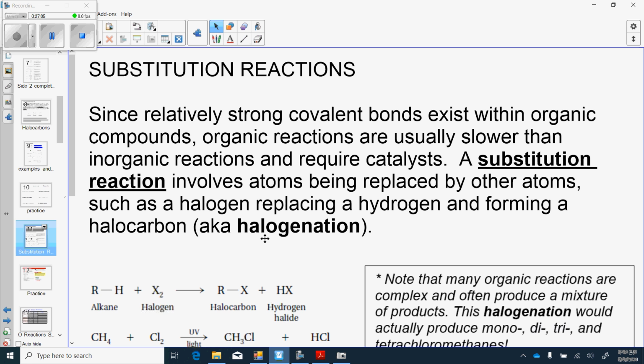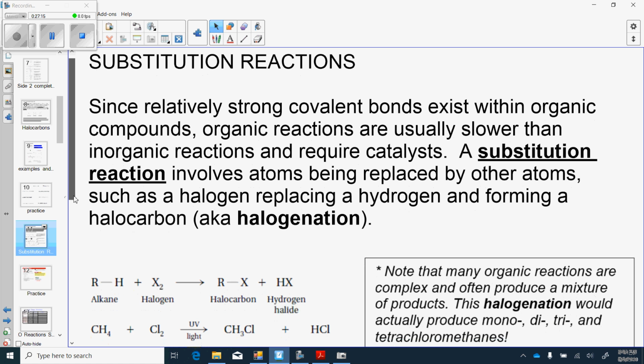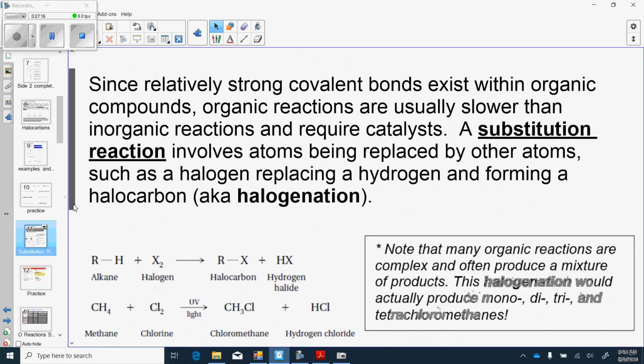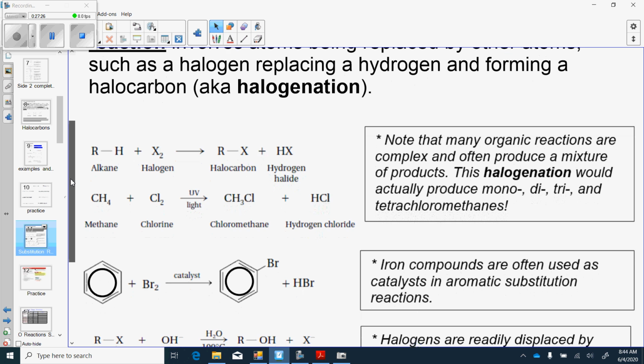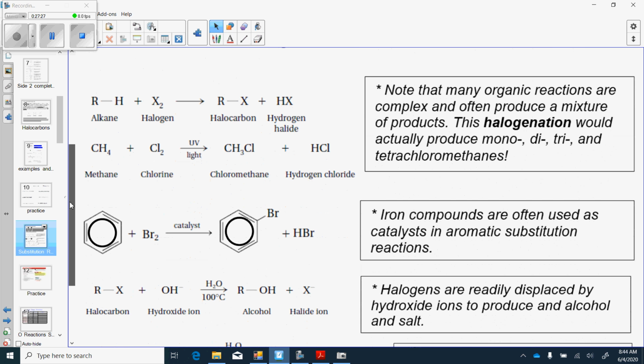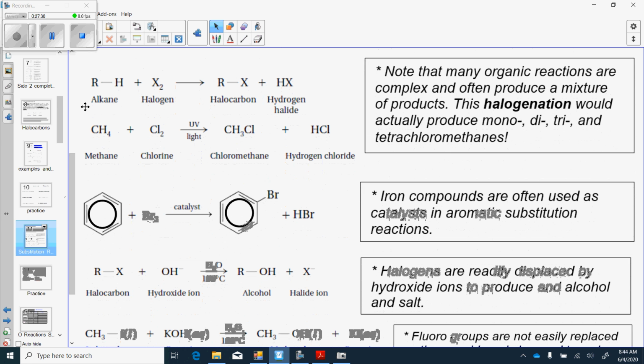Hydrogenation is, okay, we'll get to it, so we won't worry about it now. But halogenation, putting an extra halogen in, creates a halocarbon. So we're generating a halocarbon by putting that halogen in. So I'm just going to show you a few examples here, and we'll do one together, and then we'll call it quits for our first video.